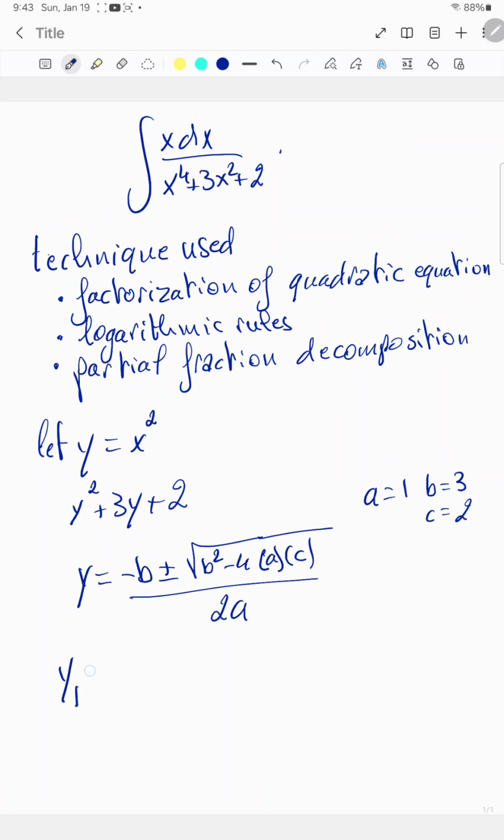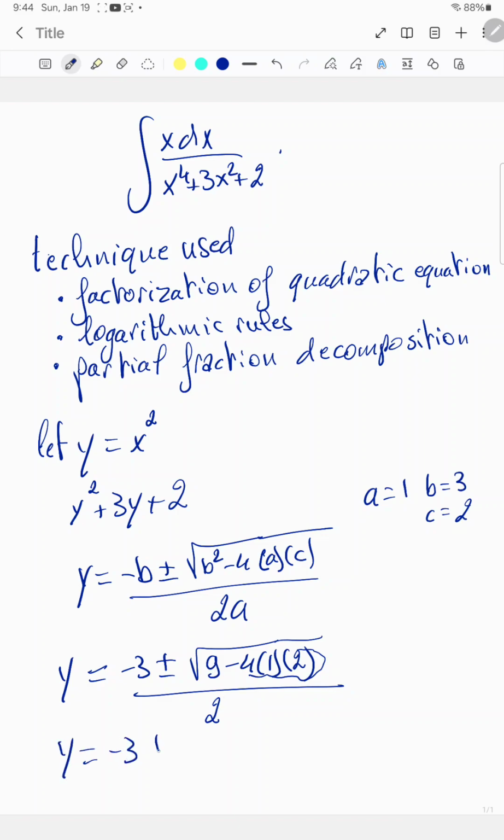So my y1, or my y for now, I'll split it into y1 and y2 in a minute. Minus b, it's minus 3 plus or minus square root of 3 to the power of 2 is 9. Minus 4, my a is 1 and my c is 2. And all that divided by 2 times 1 is 2. I know 4 times 1 times 2 is 8. 9 minus 8 is 1. So my y becomes minus 3 plus or minus 1 divided by 2.